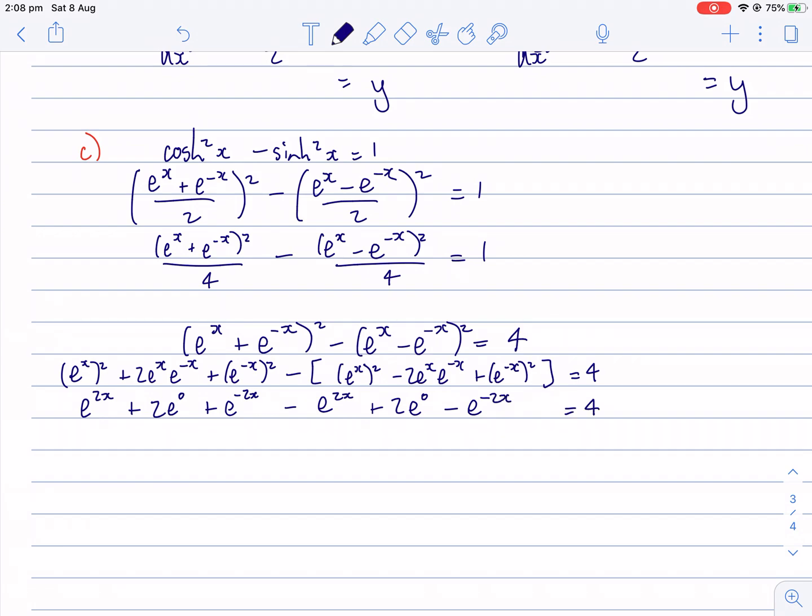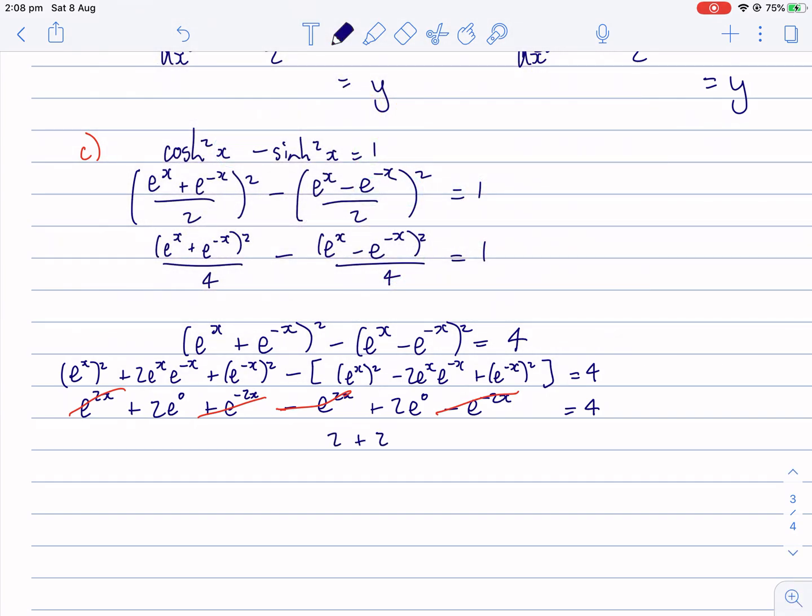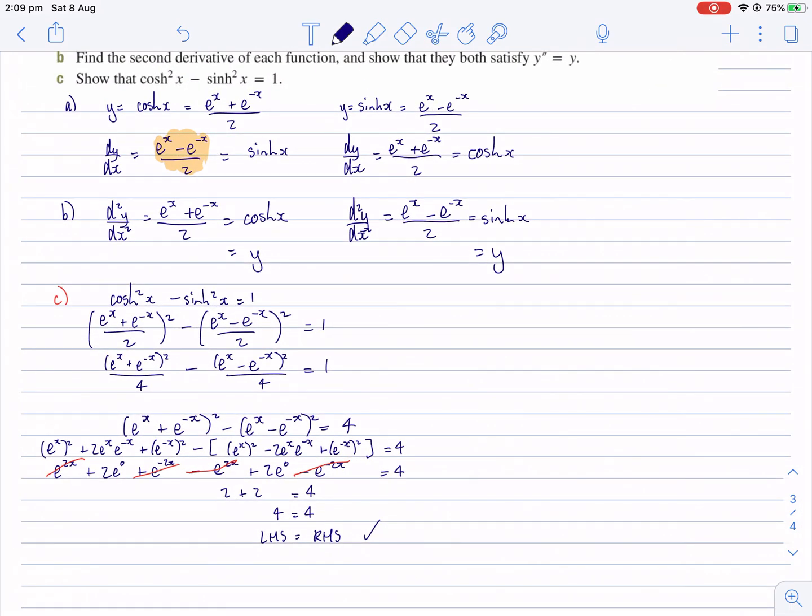So we've got e to the 2x take e to the 2x, e to the minus 2x take e to the minus 2x, 2e to the 0, we've got 2 plus 2. And we're done. And I believe that was the last one.